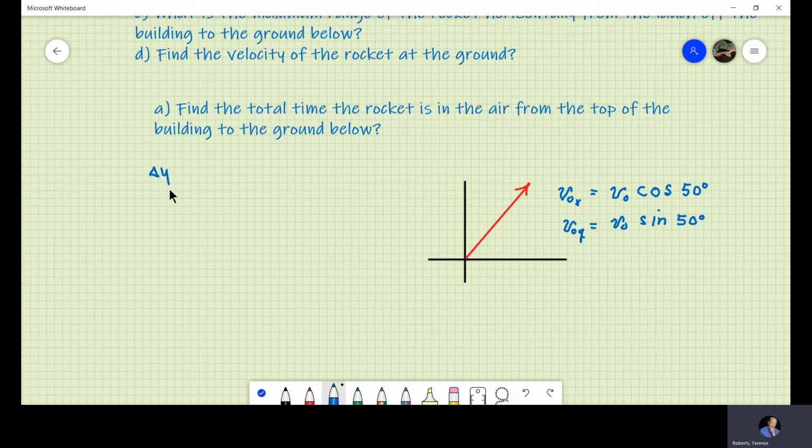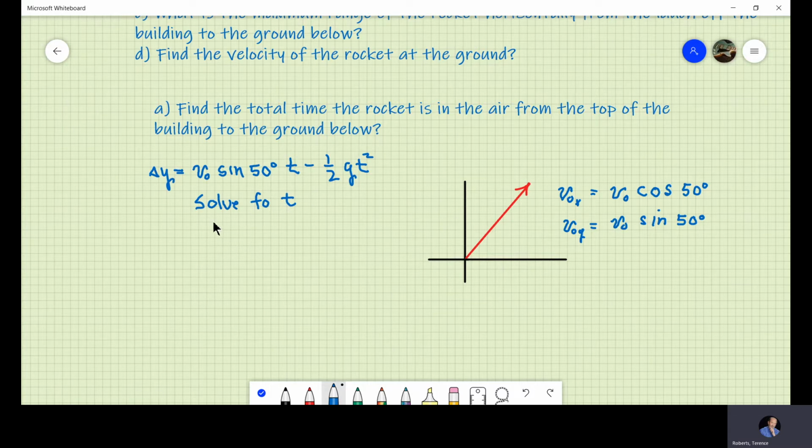And that equation is going to be delta y equals v naught sine 50 degrees times t minus 1/2 g t squared. Keeping in mind the minus there is because of the gravity. Okay, so now I want to solve for t. How do I do that?